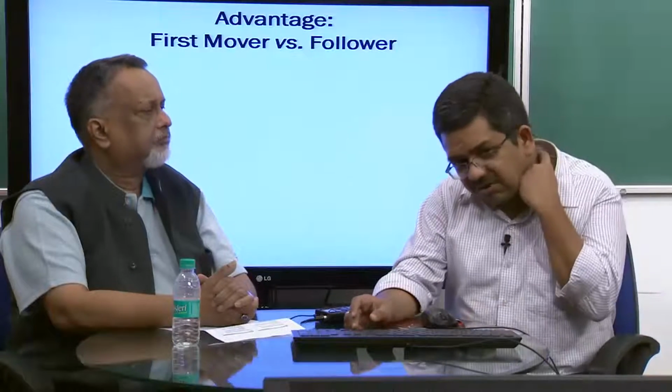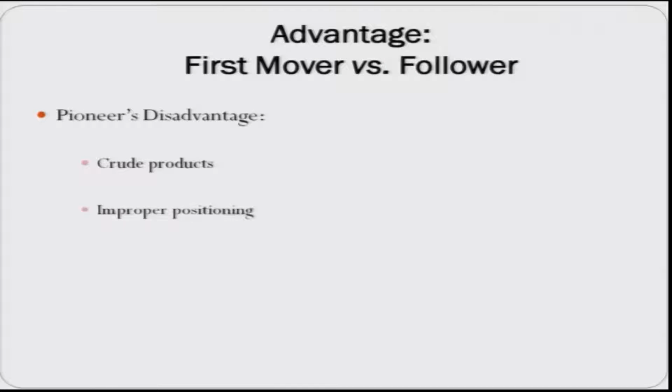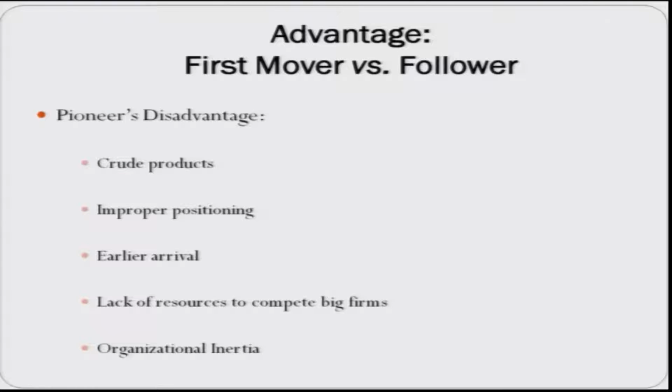We started talking about the pioneer's disadvantages, and there we saw that initially, when products come, quite commonly they are crude in nature and come with technical glitches. As a marketing manager, you do not know the exact, most appropriate positioning for you. Then you arrive earlier than the time you should reach the market, and lack of resources to compete with big firms is another problem. So, the last point where I stopped, I will begin from there.